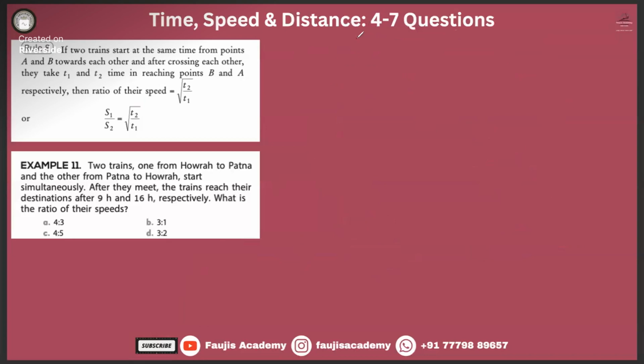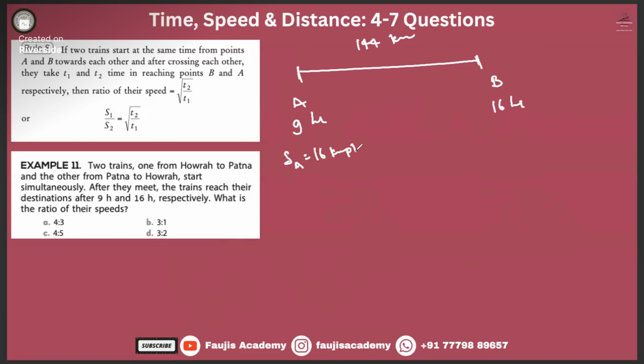Let's understand it with a little more scenario. Let us say from A to B the distance is 144 kilometers only. A takes 9 hours and B takes 16 hours. So obviously the speed of A is 16 kmph and the speed of B is 9 kmph, right?